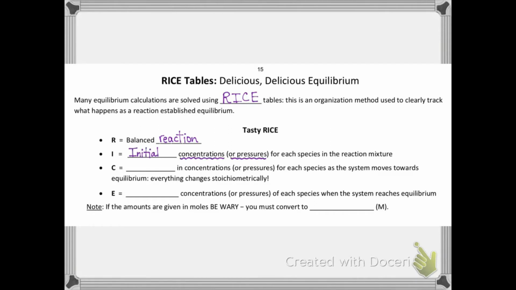Unlike the rice tables we used in stoichiometry, we cannot use moles in our rice table. It has to be concentration or pressure. The C stands for change in concentration or pressure for each species as the system moves towards equilibrium. It is important to note that everything changes stoichiometrically. This is why it's so important to have a balanced equation. And then E, of course, stands for equilibrium. What is the equilibrium concentration or pressure?